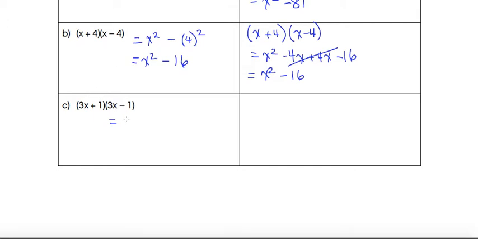So I have 3x. I'm going to square that first term, minus, and then my second term is 1, and I'm going to square that. So 3x squared, so 3 squared is 9, so 9x squared. Take away 1 squared, which is 1. Or I can use FOIL.